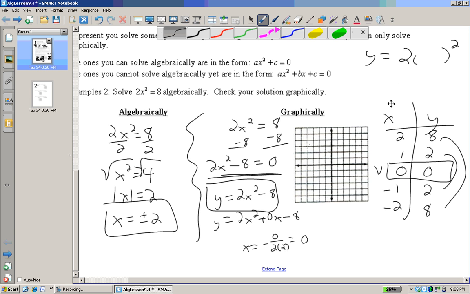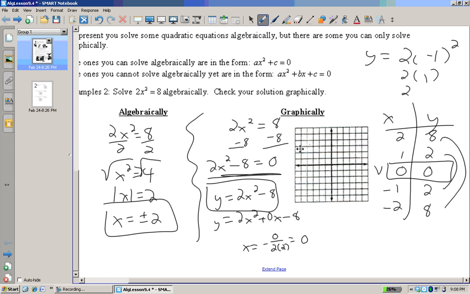So let's plug in negative 1 and see if we get 2. If we do, everything is good. Negative 1 times negative 1 is 1, times 2 is 2. That works. We're ready to go. Now, I have forgotten minus 8 here.